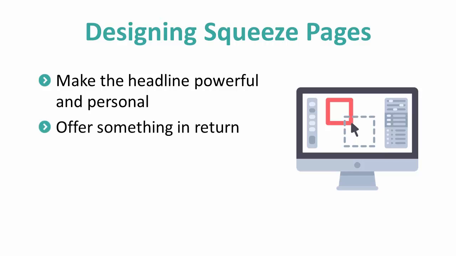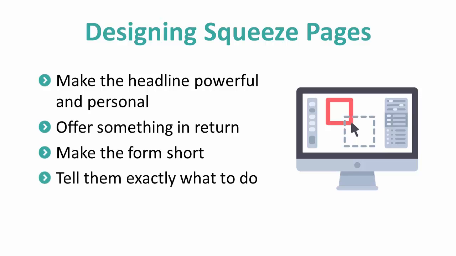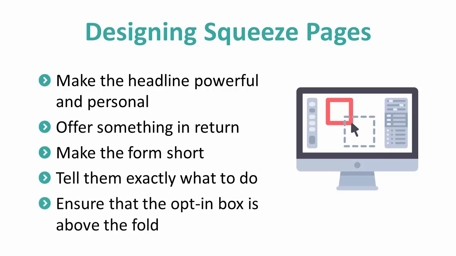2. Offer something in return for their contact information. Many companies offer some sort of free, relevant content item that entices the user to join the list. 3. The shorter the form, the more likely a user is to opt in. If possible, obtaining a first name and an email is all you need to be effective. Do not make your form longer than necessary. 4. Tell them exactly what to do by providing a strong call to action button. 5. Ensure that the opt-in box is above the fold, so that users do not have to scroll or search in order to join your list. Keep it simple at all times.